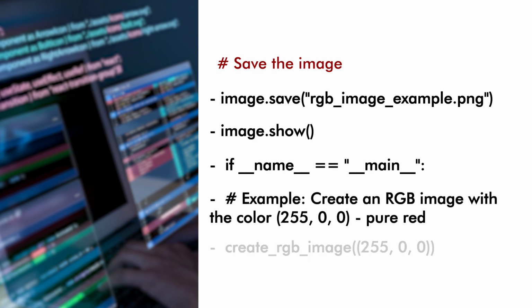Then we can create an RGB image with the color 255, 0 and 0, which is called pure red. In this code, we create a new 100 cross 100 pixel RGB image with a white background. Then we fill the entire image with the specified color, which is represented by an RGB tuple, 255, 0 and 0. In this case, representing pure red. Finally, we save the image as RGB_image_example.png and display it using the show method.